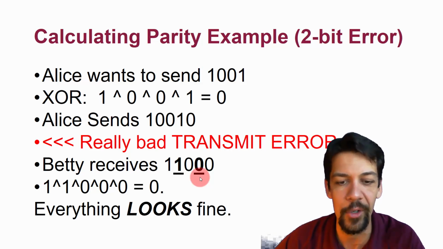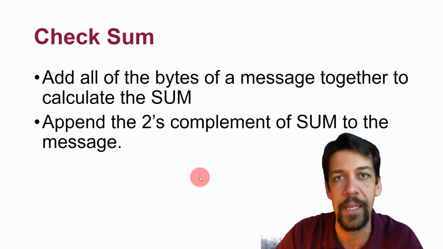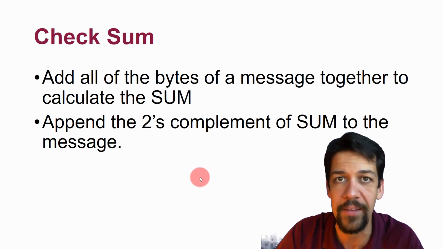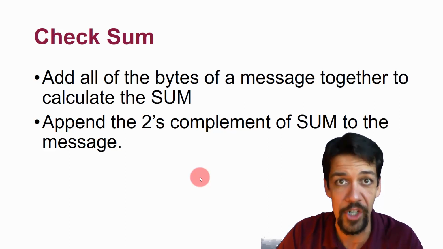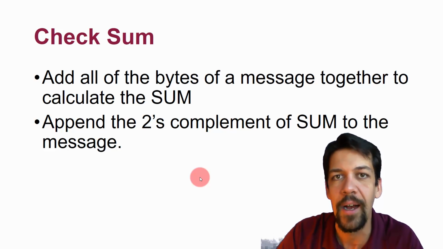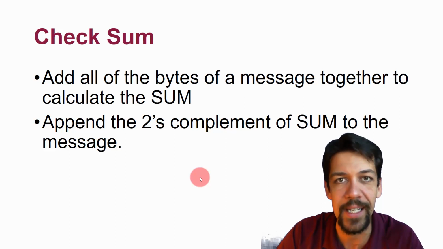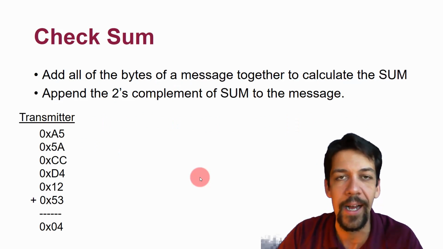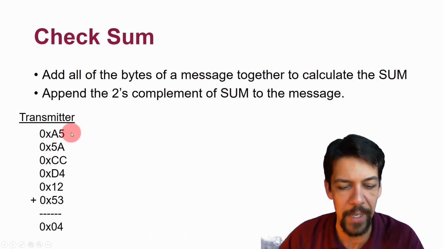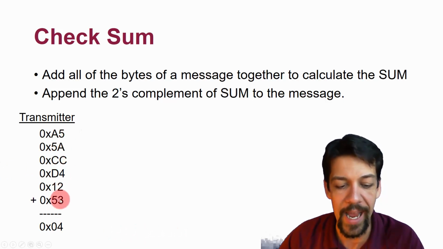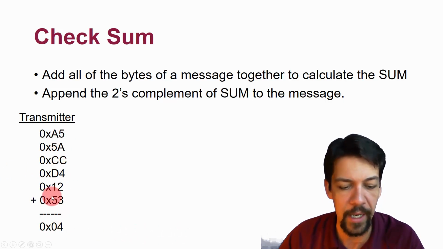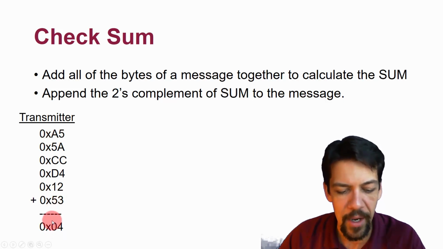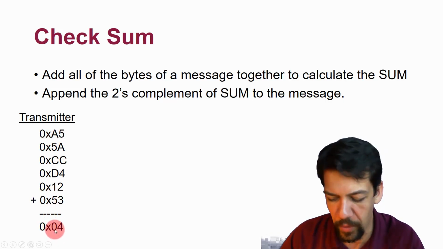catching coding. Checksum is the next level up, and the idea here is that we take a bunch of bytes of a message and we add them all together, and that gives us the checksum. We take that sum and take the 2's complement of the sum and add that to the message itself. So here's an example where the transmitter is going to send these 6 bytes all the way down this way. If we add them all together, ignoring overflow, we don't really care about that right now. If we add them all together, we end up with a checksum of 04.